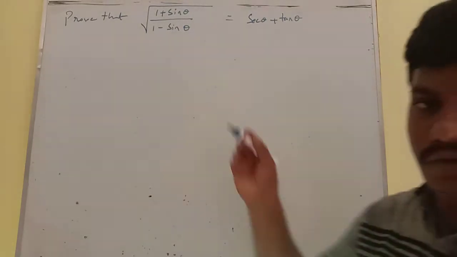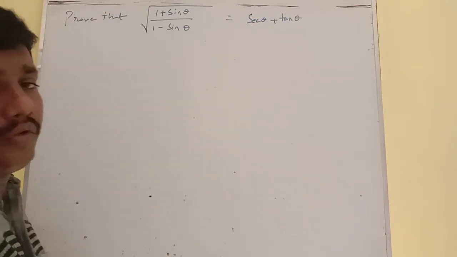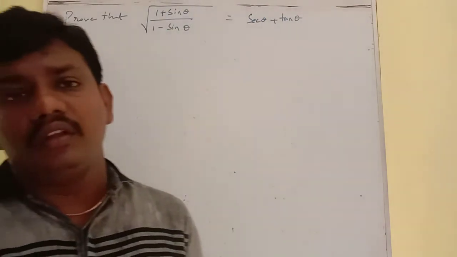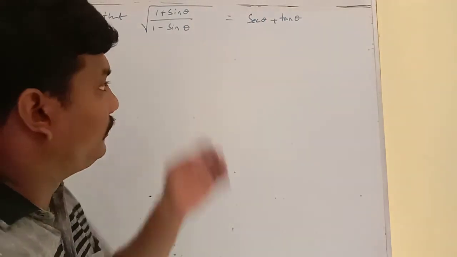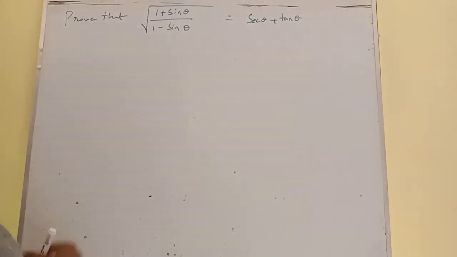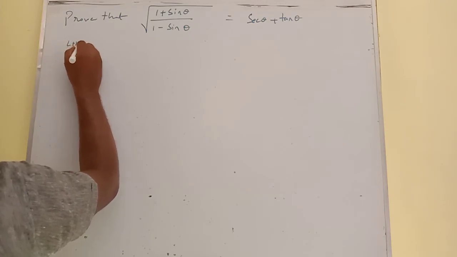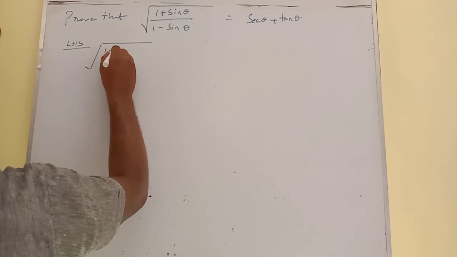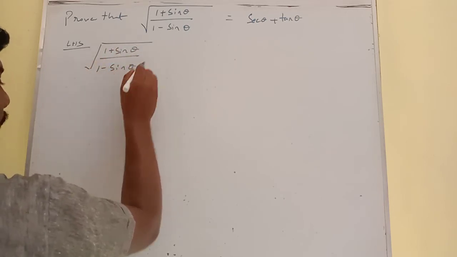now we are going to use the trigonometric identity to prove this formula. So what is the question? Root of 1 plus sin theta by 1 minus sin theta equals secant theta plus tan theta. Very important model this is. So now to verify this one also we are going to use the LHS. LHS, that is square root of 1 plus sin theta by 1 minus sin theta.